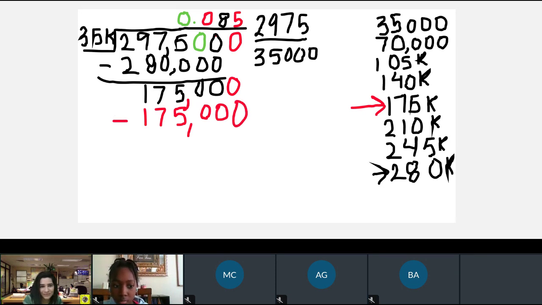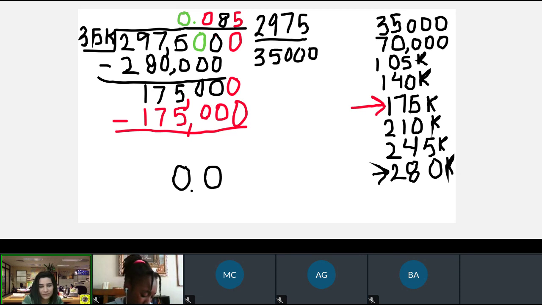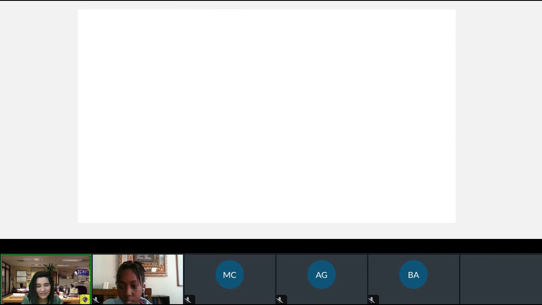Very good. And I end up getting a number that is 0.085. This is a decimal, right? Do you guys know how to write this as a percent? I will go ahead and write this down, 0.085. Tell me how much is this as a percent?